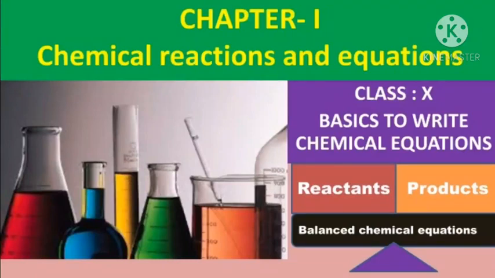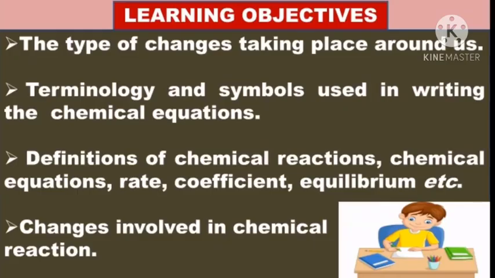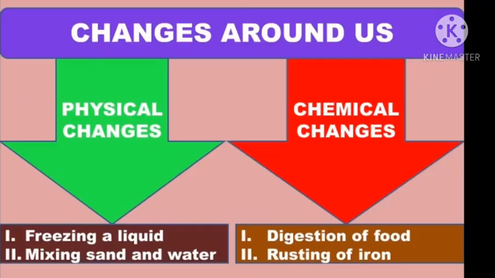Chemical reactions and equations. This video gives you a basic idea to write chemical equations. Learning objectives: the type of changes taking place around us, terminology and symbols used in writing the chemical equations, definitions of chemical reactions, chemical equations, rate, coefficient, equilibrium, etc., and changes involved in chemical reactions.